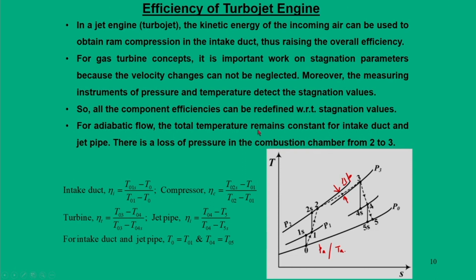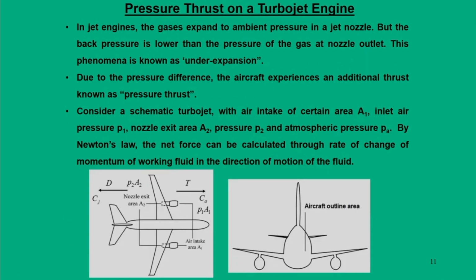And when you talk about efficiencies, we have 4 efficiencies that come into the picture: one for the intake duct, another for the compressor, third for the turbine, and fourth for the jet pipe, or we can simply say propelling nozzle. In a similar sense, the efficiencies are defined based on the ratios of actual value and isentropic values.